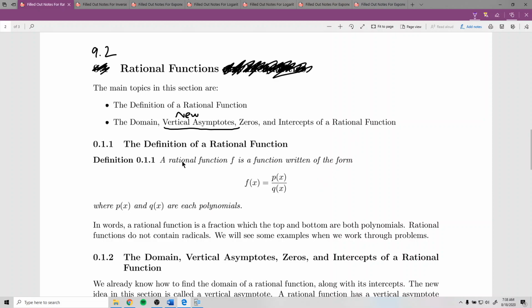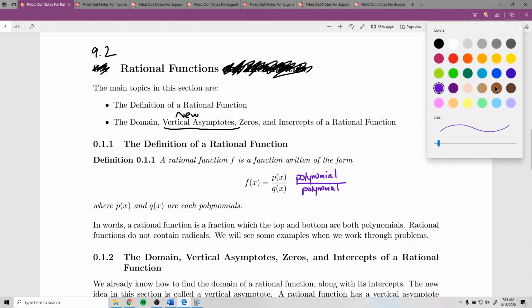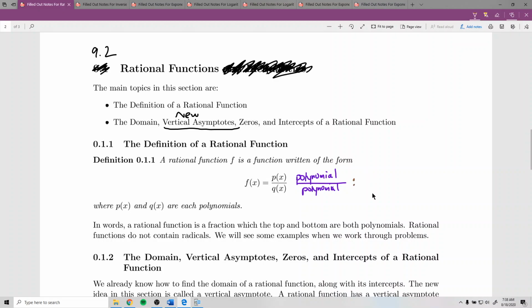All right, so what a rational function is: it's a function f that is written as a fraction, and the top and bottom, the numerator and denominator, are both polynomials. And since last section we talked about what a polynomial is, I'll just write down an example. So something like 3 minus x plus x cubed, that's a polynomial, divided by x squared plus 1 minus 3x, which is also a polynomial, is a rational function.